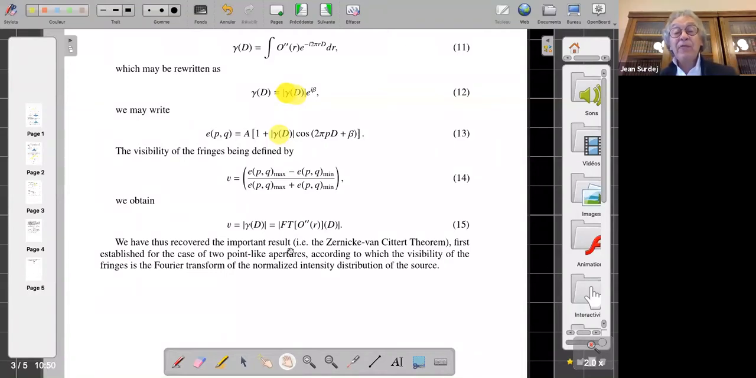Now, previously, we have applied that relation by assuming that beta is equal to 0. And this is typically the case when your source shows some symmetry. But when the source has an arbitrary shape, the complex degree of mutual coherence can be a complex quantity. And this will result in just a translation of the fringes in the focal plane.